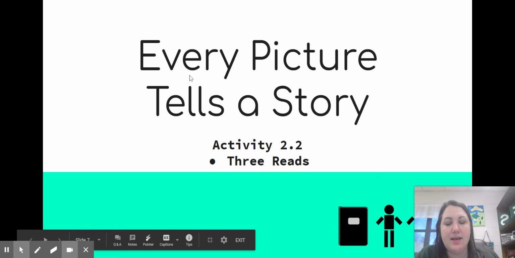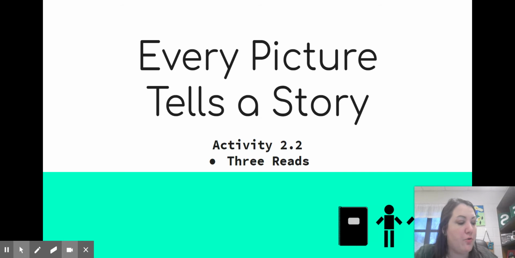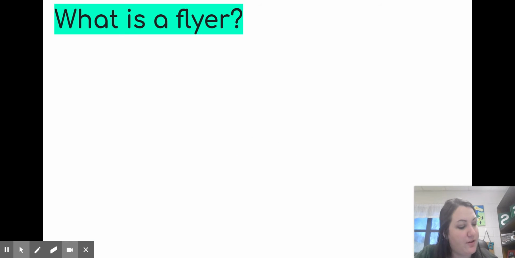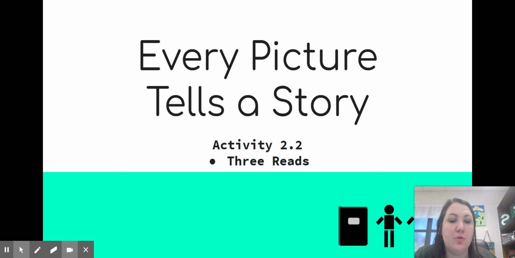This activity is called Every Picture Tells a Story. You're going to be given 3 different types of flyers, 3 different scenarios, and you are going to describe how the scenario ties into the tape diagram, how you would solve the problem, but also the answer to the problem. You will need to include all 3 in each of your answers.